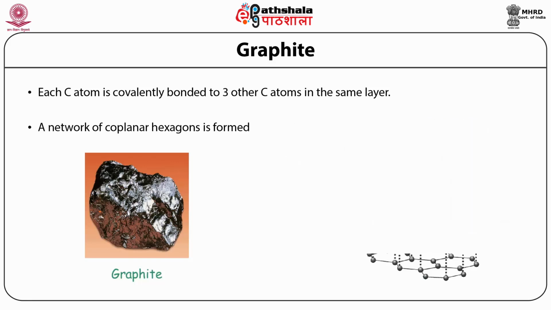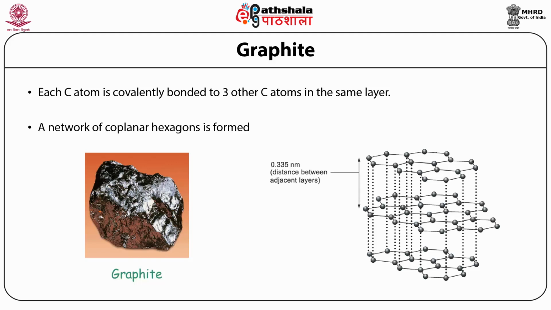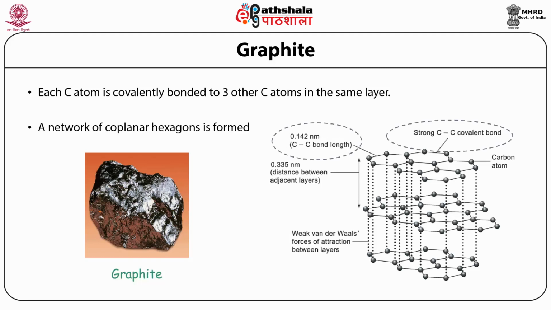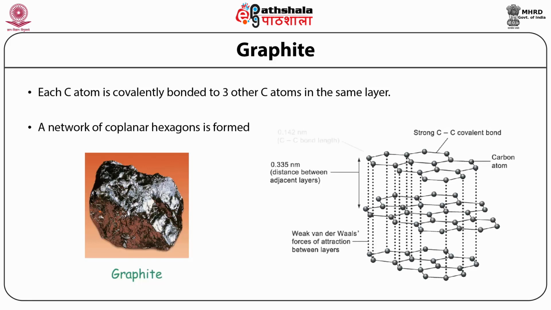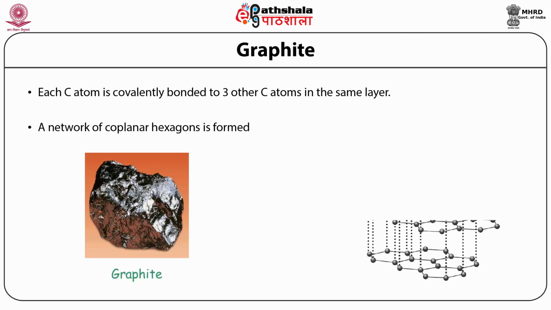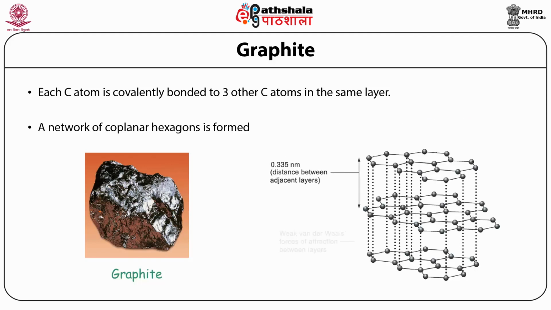Graphite is opaque, metallic, and earthy looking as it is shown in this figure, whereas diamond is transparent, insulator, and brilliant looking. The individual layers of graphite are known as graphene. Now, as you can see from this structure of graphite, a network of coplanar hexagons is formed. In each layer, the carbon atoms are arranged in a honeycomb lattice with a separation of 0.142 nanometers, and the distance between the planes is 0.335 nanometers. Now let us discuss the properties of graphite.